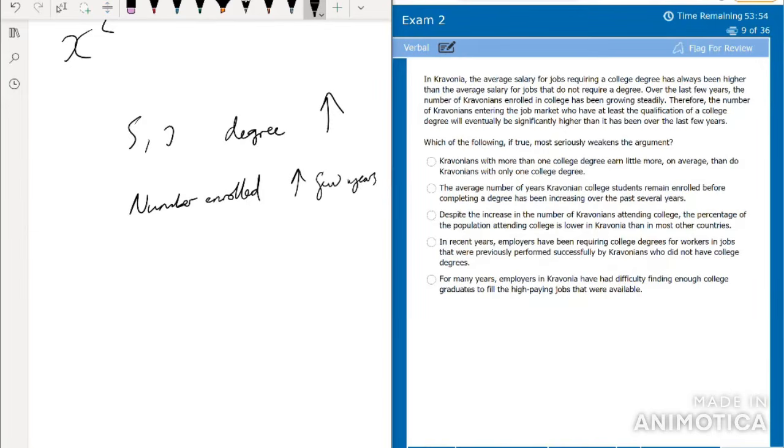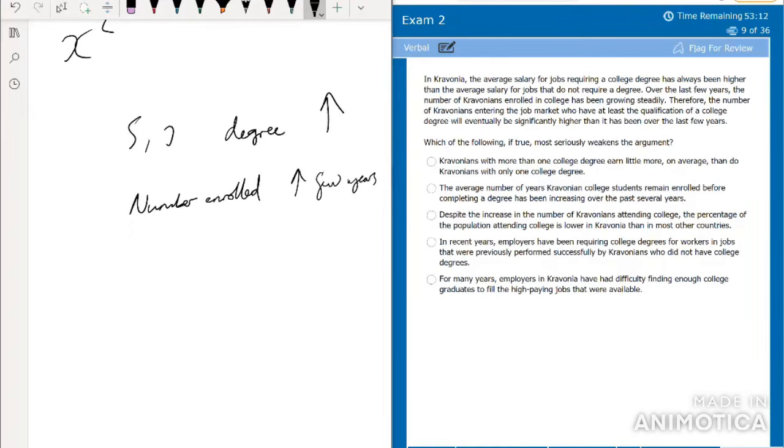Number of Cravonians entering the job market who have at least the qualification of a college degree will eventually be significantly higher than it has been over the last few years. Doesn't seem like a bad argument. I suppose they could quit, not graduate. They could stay in academia. Who says they're going to enter the job market? They could leave Cravonia. So we're looking for something that counters that, the fact that they'll all join the job market.